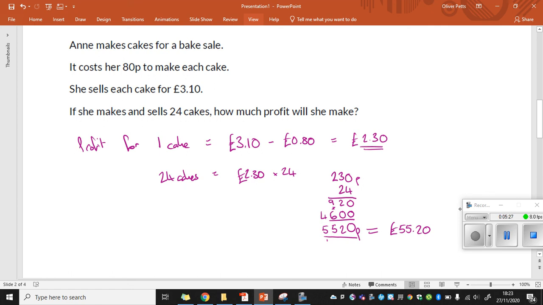The other way of going about it, we could have worked out how much in total Anne will have spent in order to buy the ingredients for a cake. So 24 lots of 80p. So we could have done that.